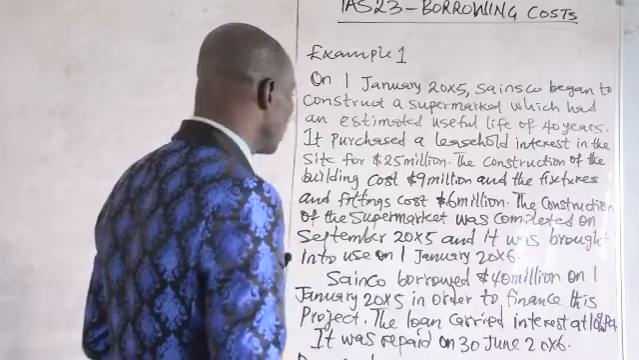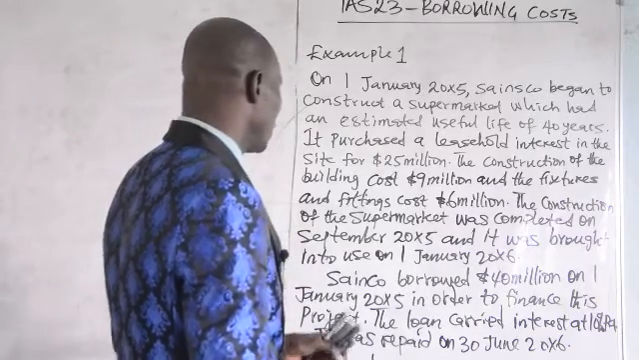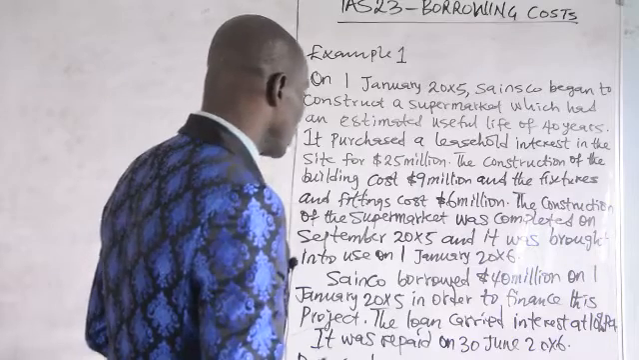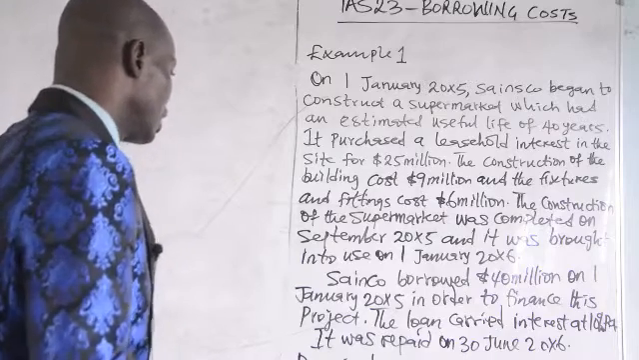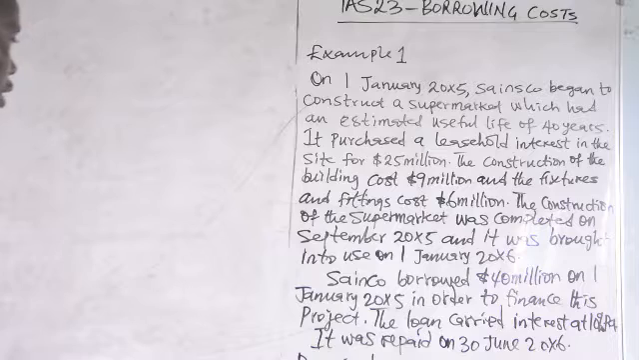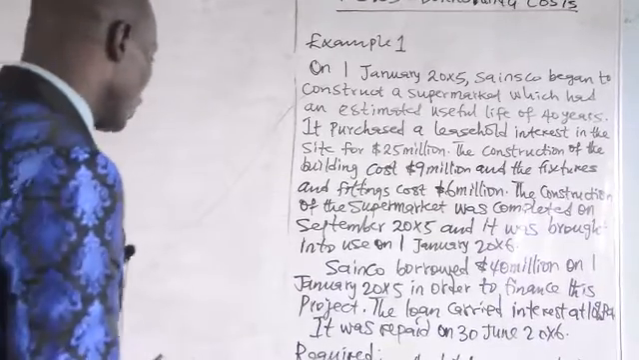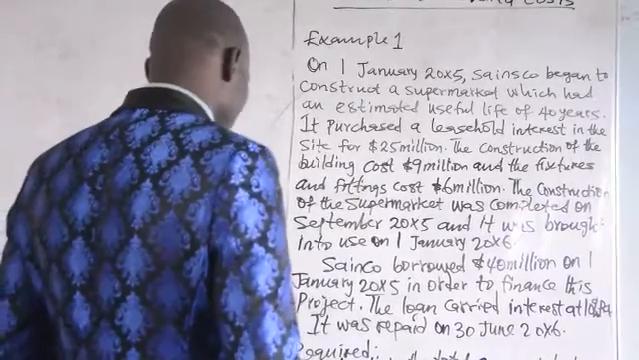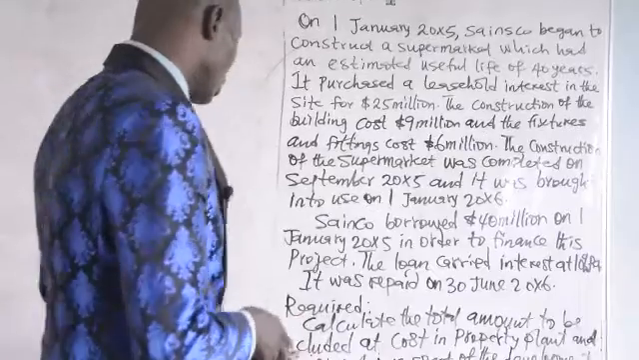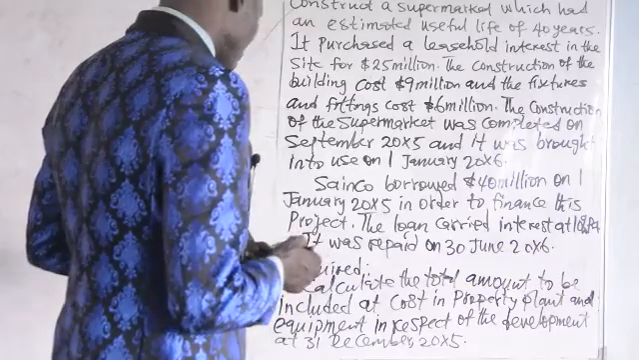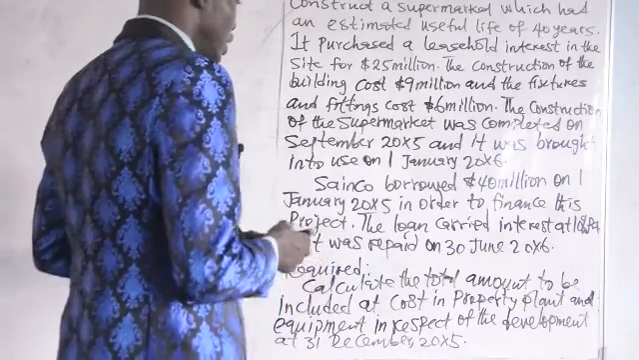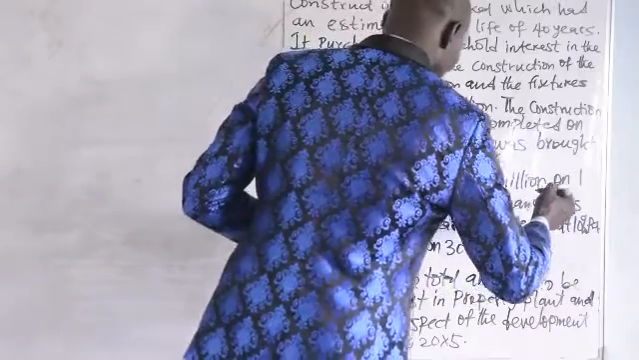The construction of the supermarket was completed on 30th of September 2005, and it was brought into use on 1st of January 2006. Saint Co. borrowed $40 million on 1st of January 2005 in order to finance this project. The loan carried interest at 10% per annum. It was repaid on 30th of June 2006. Calculate the total amount to be included at cost in property, plant, and equipment in respect of the development at 31st December 2005.